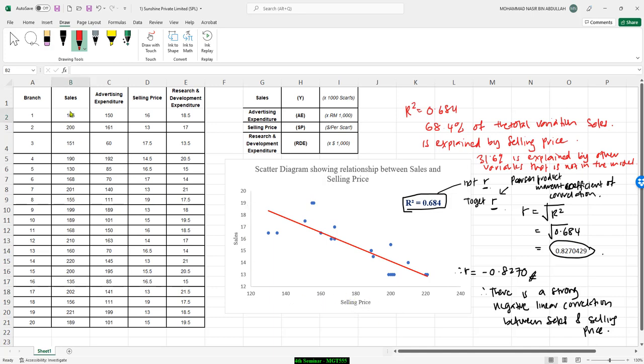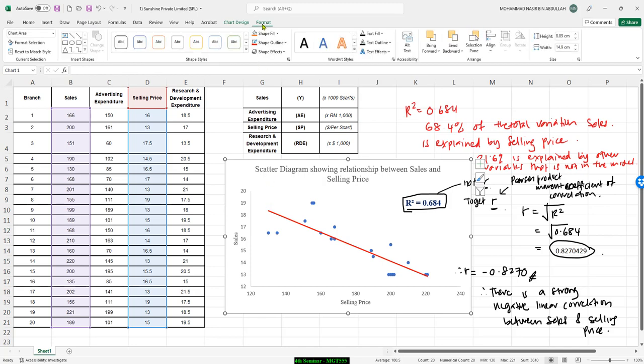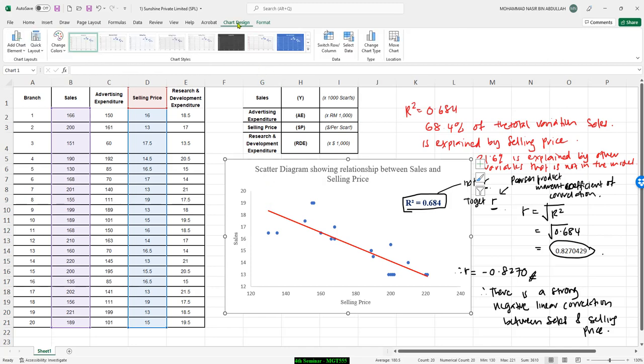Kalau kita tengok data dekat sini, the value of 100 sampai 240 ni sepatutnya dekat sales kan. Selling price sepatutnya dekat bawah ni. Kalau kita buat dengan Excel, kena berhati-hati lah. So apa yang kita boleh buat dekat sini adalah kita guna chart design. Kita highlight the chart, we go to chart design and we switch row and column. So dia akan dapat macam ni lah.